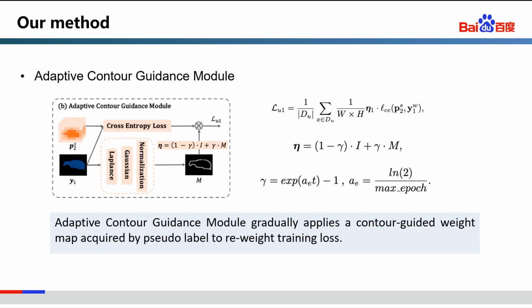The adaptive contour guidance module gradually applies a contour-guided weight map to re-weight the training loss. Specifically, in the first step, as shown in Figure 3c, semantic contour maps are extracted from the pseudo-labels by the Laplacian group. In the second step, image processing operations, including Gaussian blur and normalization, are applied to this semantic contour map to produce the weight map. Finally, we use the weight map as the coefficient of the cross-entropy loss to guide the model to leverage spatial information and distinguish the noise in pseudo-labels. Compared with direct multiplication, we take into account that the learning ability of the network in the early training stage is not enough, so we adopt a progressive strategy to gradually introduce the knowledge of semantic contour.